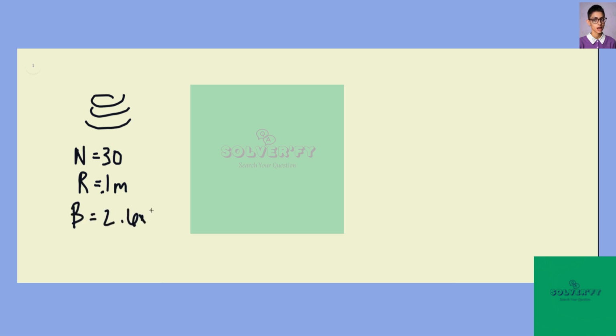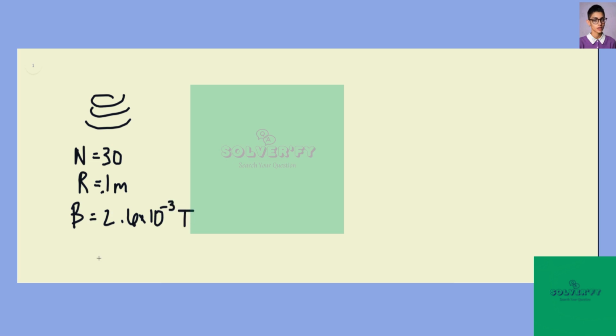Okay, so for this problem, we have a coil and we're asked to find first the flux linkage through it. So we're given some information. There are 30 turns and the radius is 0.1 meters. And then the magnetic field through the coil is 2.6 times 10 to the minus 3 Tesla.